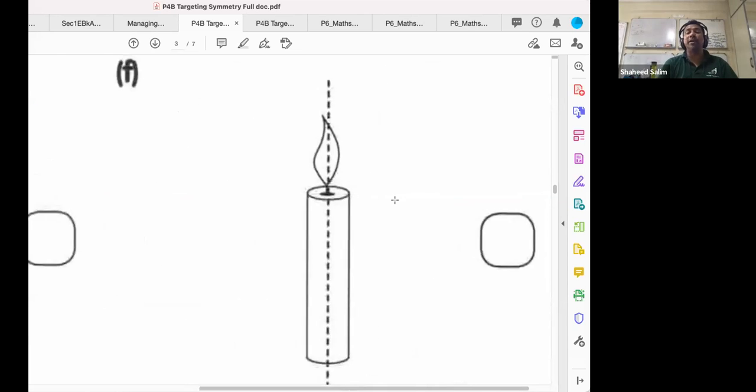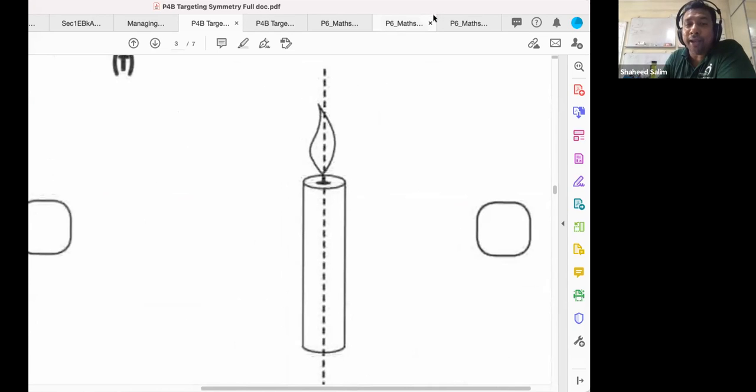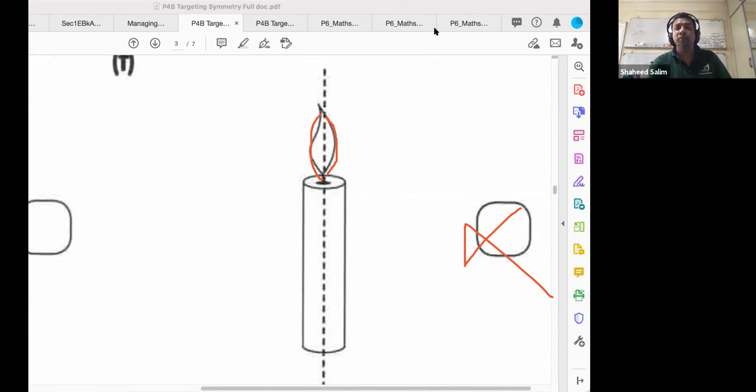This one, symmetrical or not? No, right? Because you can look at the flame. Look at the flame. Okay, you can see down here is a curve. We should have a curved flame here also, but it's not. So this is not. Okay, we move on, because it's already 40 minutes have passed.